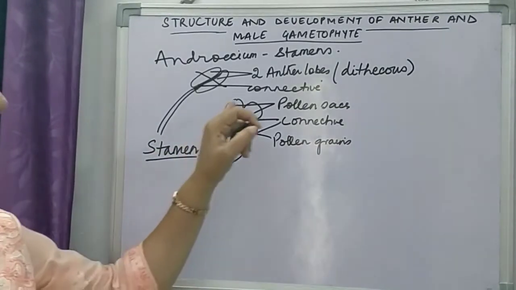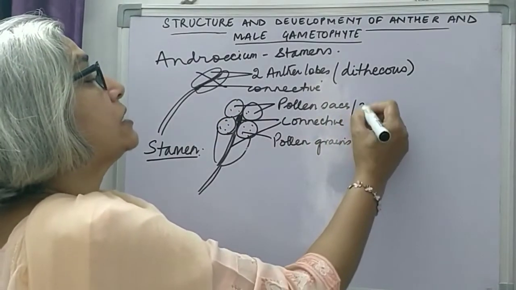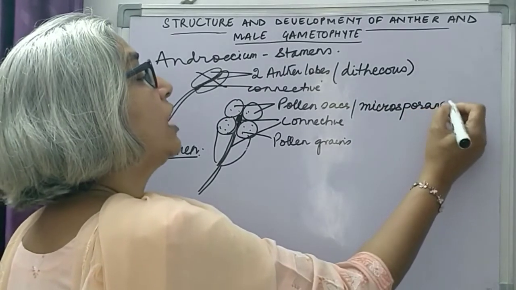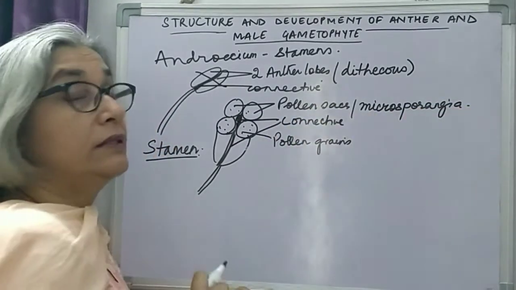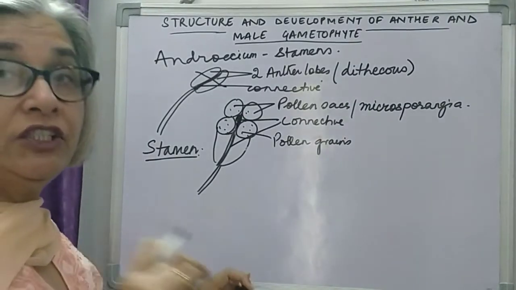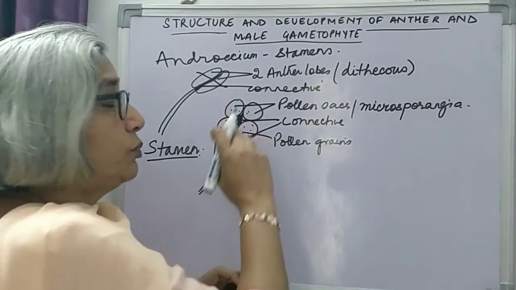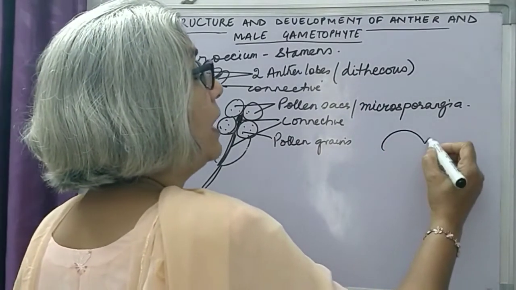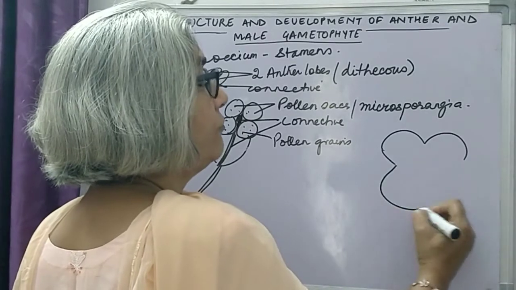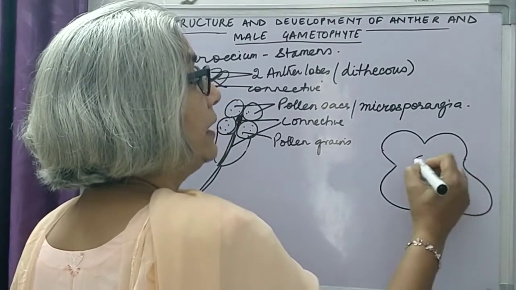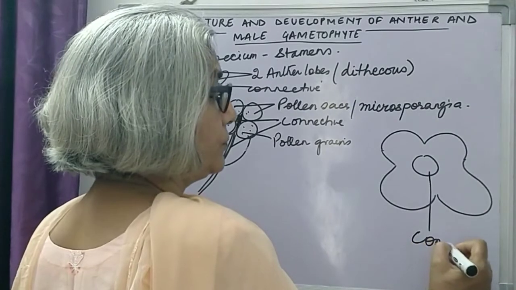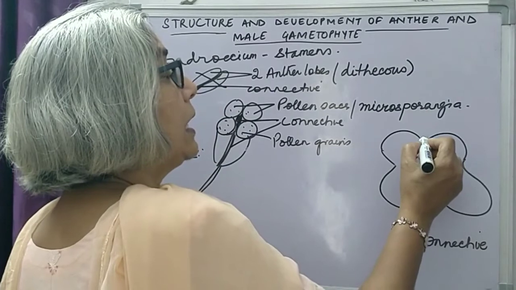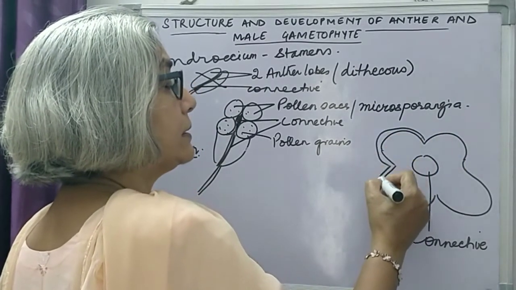Now if we look at each, these pollen sacs are also called microsporangia, plural term, and singular is microsporangium. So each microsporangium is circular like this, and if we cut a section we see four of them like this. In the center is the connective tissue. These are lined by four layers.